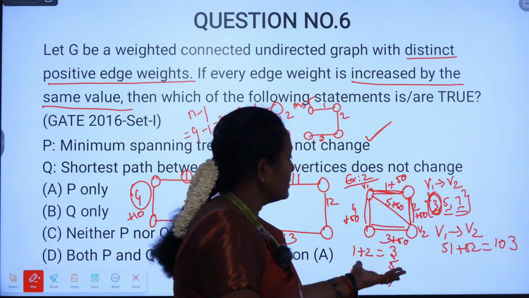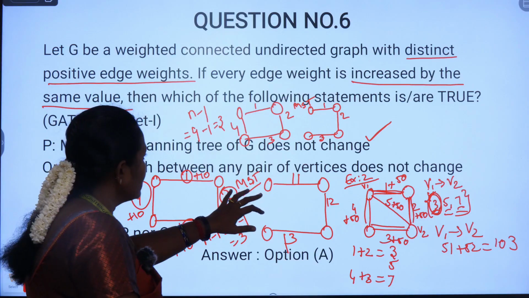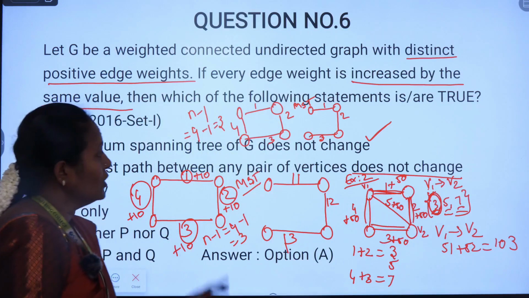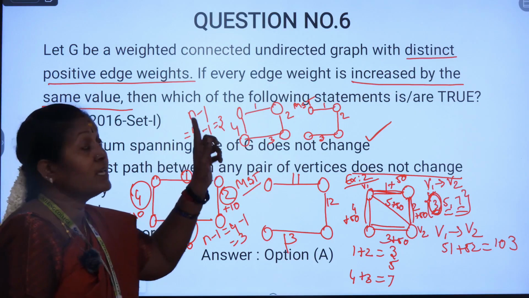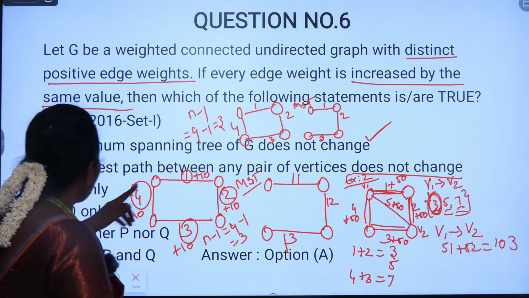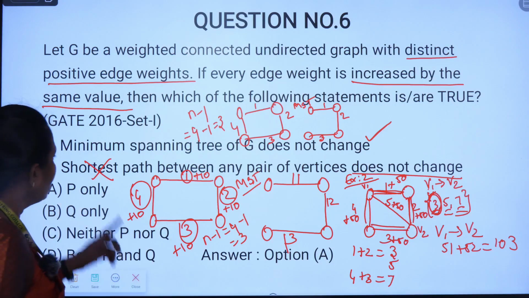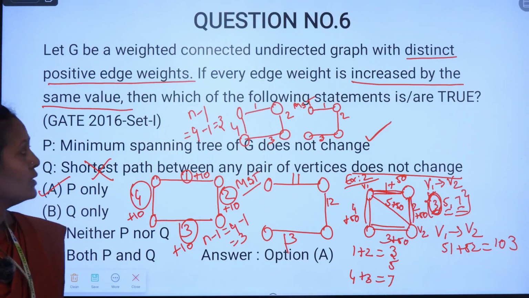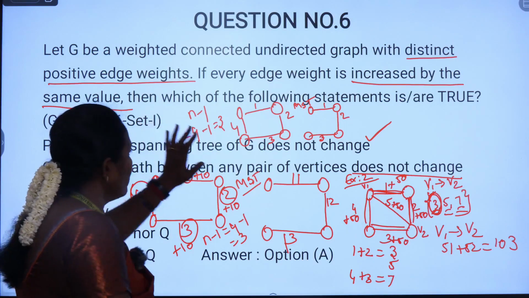The shortest path is not the same here. Therefore, the statement that the shortest path between any pair of vertices does not change is wrong. The shortest path will change if the weights are increased by some value. Therefore, the second statement is wrong. So what is the answer for this particular problem? Option A is your answer. This belongs to the GATE 2016 set 1 question.